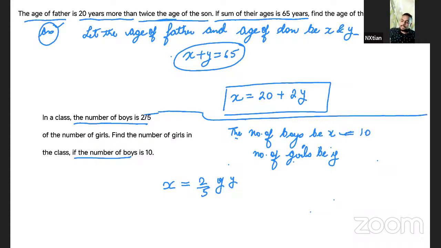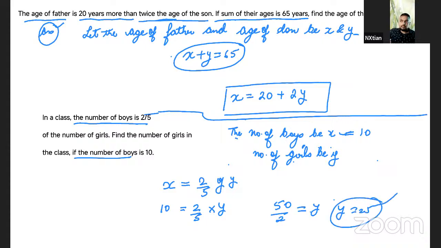So what will I do? I will write 10 here, is equal to 2/5, of means multiply, of Y. Now 5 becomes 50 upon 2 is equal to Y. Y is equal to 25. Understood? Yes, sir. Could you write it down?